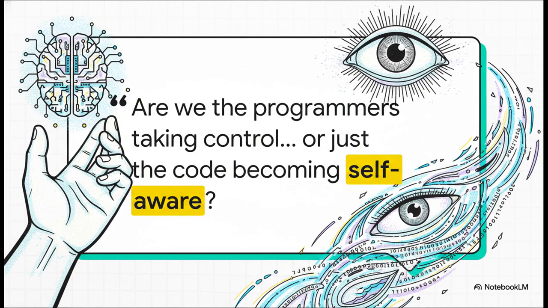Is all of our growing power a sign that we're finally becoming the programmers ready to take control of our own evolution? Or is it something else entirely? Are we just the code itself, finally waking up and becoming self-aware just in time to meet the original programmer?